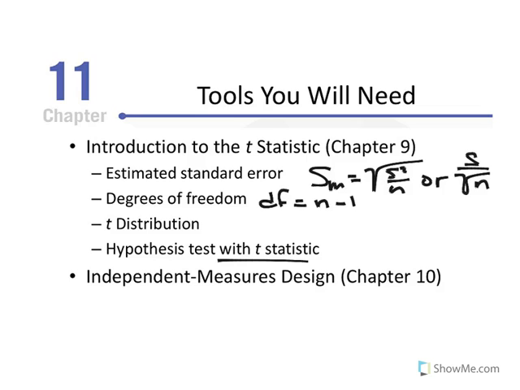And then it would be helpful to have mastery of the independent measures design discussed in Chapter 10. Again, the similarities between Chapter 9 and 11 are much greater, but it's good to reflect on what we did in Chapter 10. Again, briefly, Chapter 10 was looking at two independent sample means that represented two independent populations.